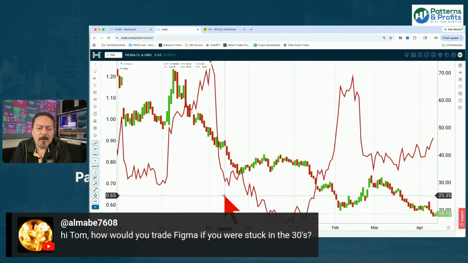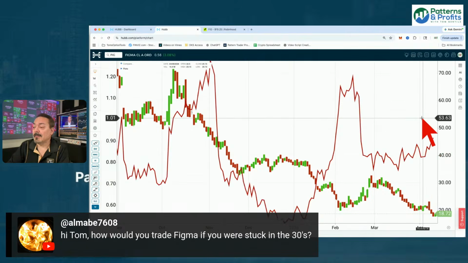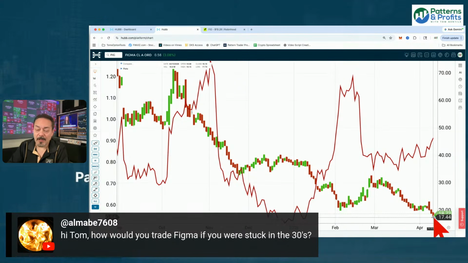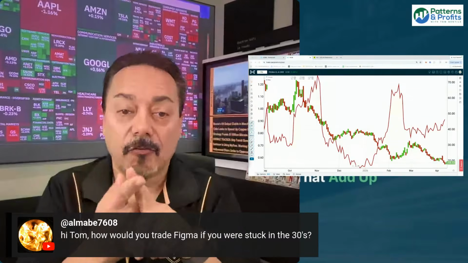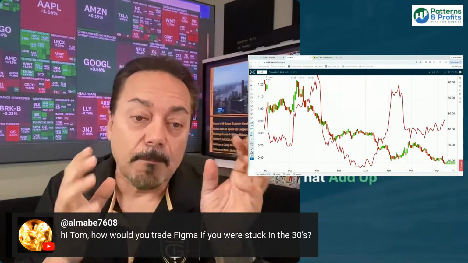So, would I trade Figma if it was stuck in the 30s? Yes, but probably not the way that anybody would. I'm looking at those IVs. If we get that IV back up here near these highs again, above 100, then if I were liking the stock, and the fundamentals on the stock look good, this is more of an investor than a trader. I'd look at selling long-term puts on it somewhere down here around the lows and see if there's some premium worth grabbing there, because what does that do for you? That allows you to get access to the stock at below market price and get paid for it.